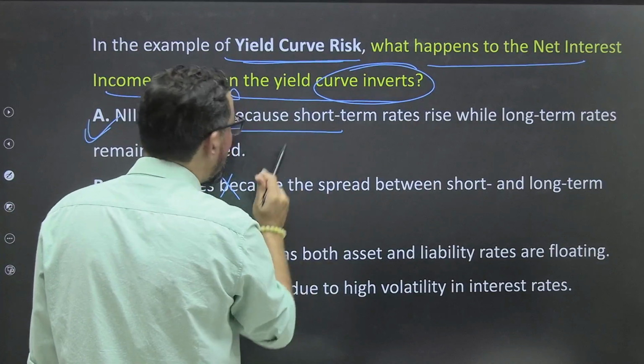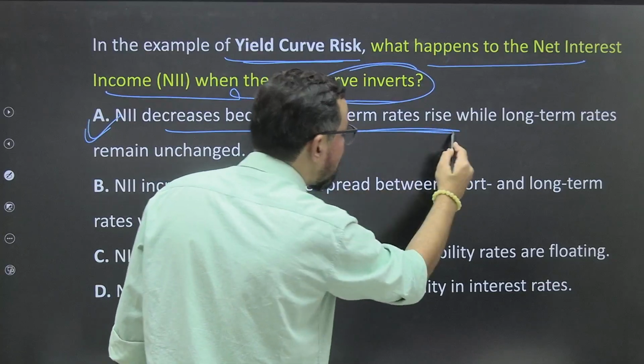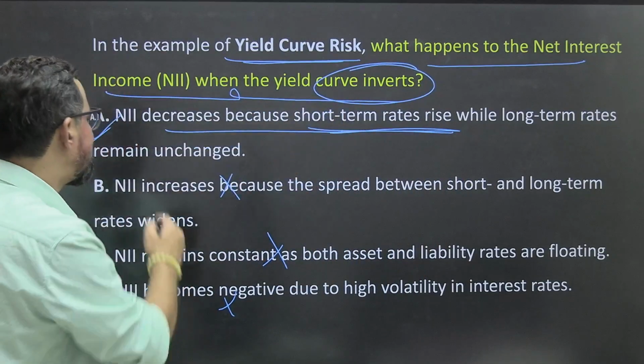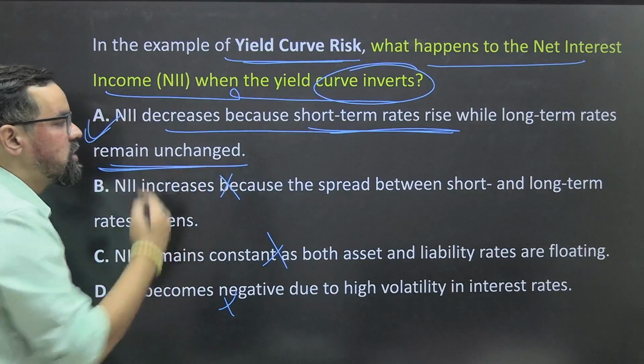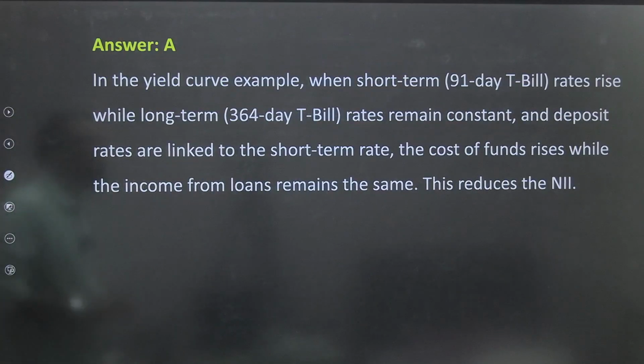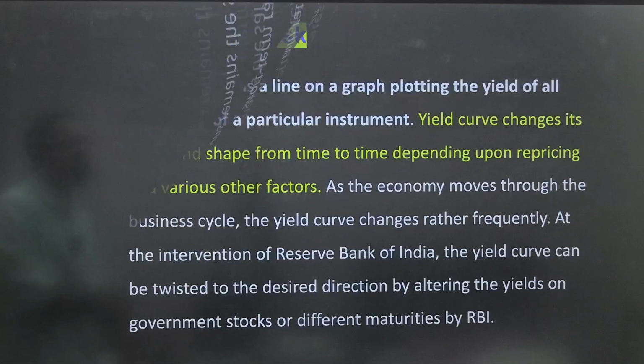NII decreases because short term rates rise. Okay? So short term rates are increasing while long term rates remain unchanged. Okay, so this is the one. Due to this volatility, it will make a negative or adverse impact on your short term borrowings and all. Let's discuss this particular one in detail also.